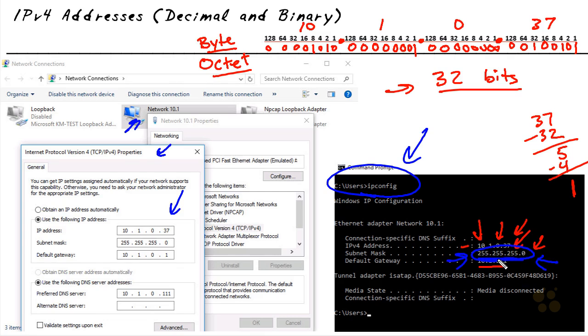The mask is 255 in the first octet, and that's basically a 255 is all ones. 1, 2, 3, 4, 5, 6, 7, 8. Great. And for the second octet, it's 255, which if we did the conversion is all ones. And for the third octet of 255 would be all ones again. And then for the fourth octet, the mask is a 0, which would be all zeros.